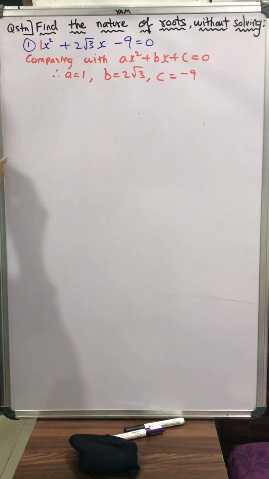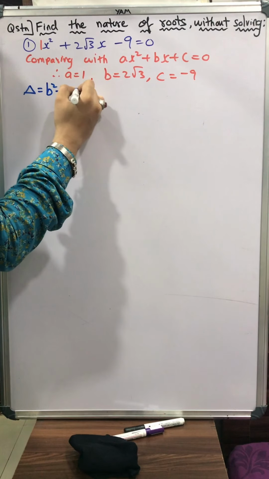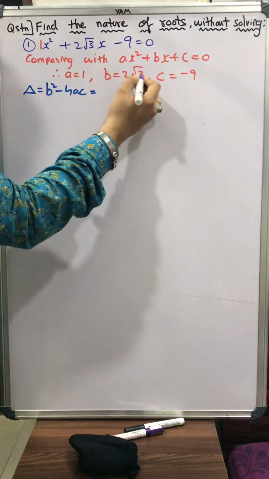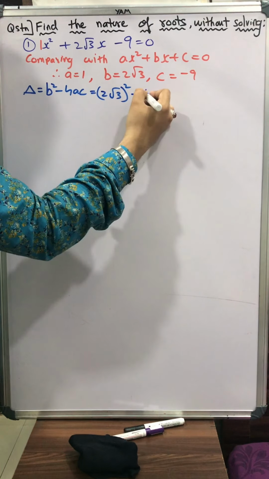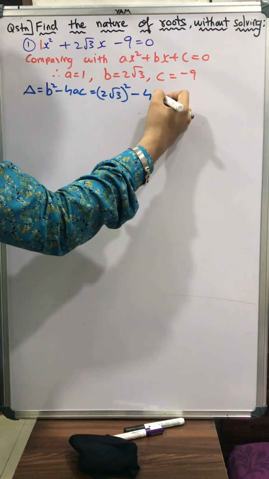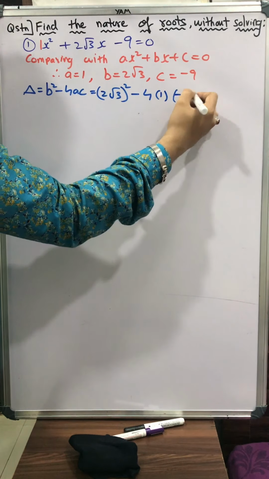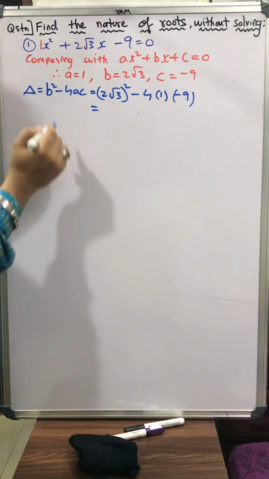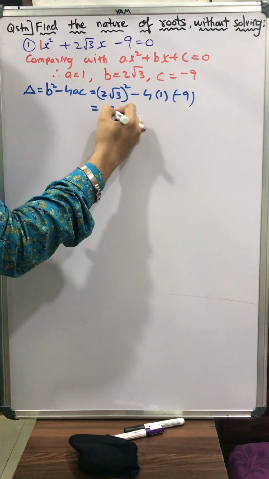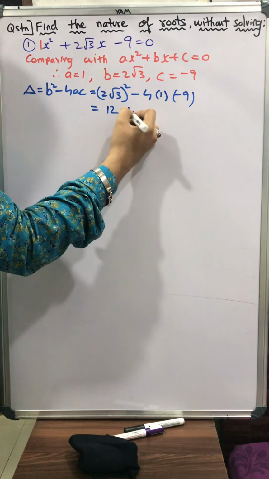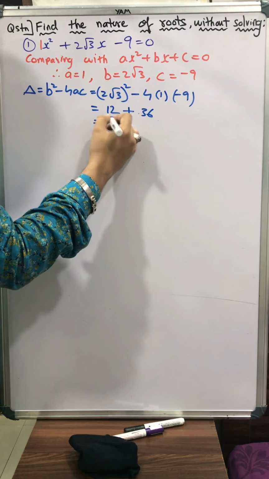Yes. Let's find the discriminant, which is known as delta. Formula is b square minus 4ac. What's the value of b? B is 2 root 3. So 2 root 3 the whole square, minus 4, the value of a is 1, value of c is minus 9. This is 2 root 3 square, so it will be 2 square as well as root 3 square. 2 square is 4. Root 3 square is 3. 4 3s are 12. Minus and minus becomes plus. 4 9s are 36. It comes to 12 plus 36, that is 48.